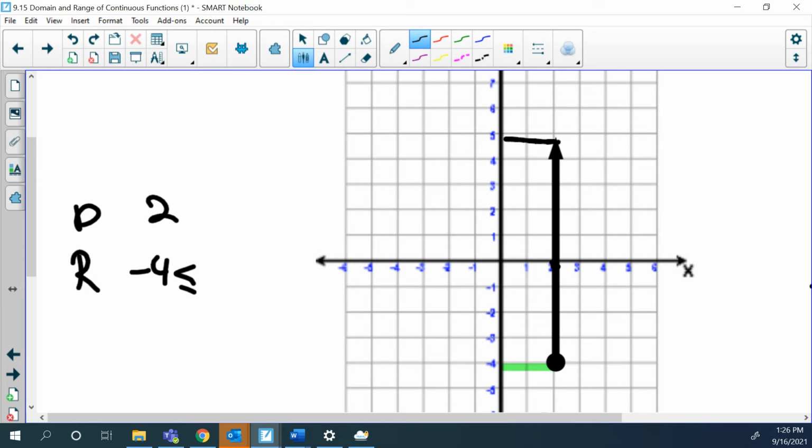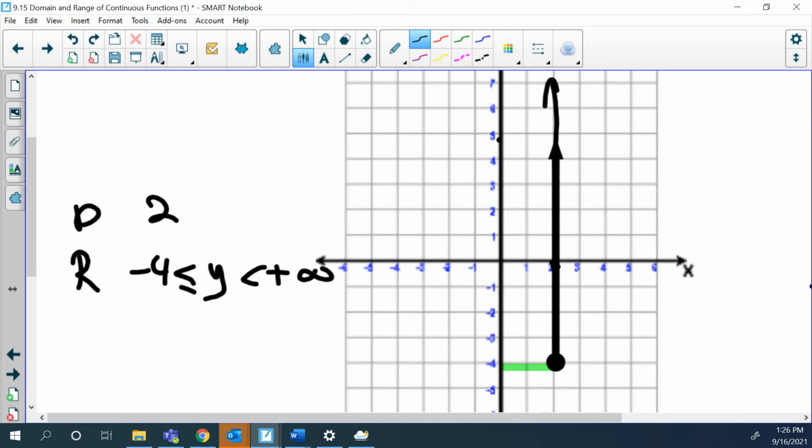Don't assume this is 5. An arrow just means that the line keeps on going. So it goes to positive infinity. And again, we use the less than with that. Okay. Now I'll put an x right there, and I'll put a y right there.